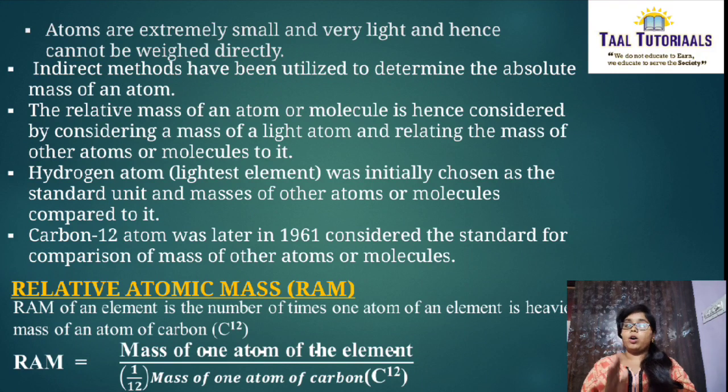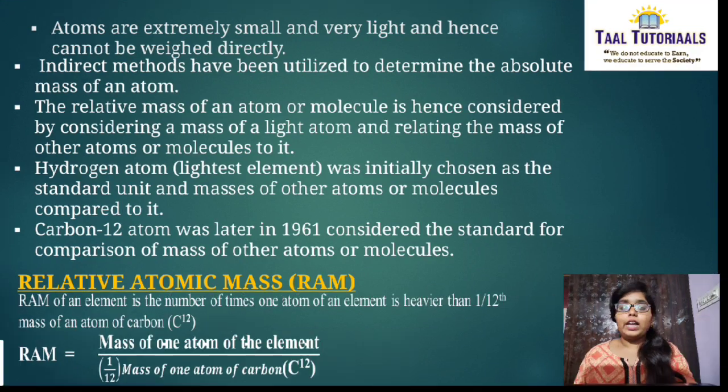See, in the starting stage, they took the hydrogen atom's weight and used hydrogen for comparing other atoms' weight. Okay, why? Because that was the lightest element. Then the carbon-12 atom was later, in 1961, considered the standard for comparison. So for whatever atomic mass you are finding out, you have to compare that with the carbon-12 atom. That is the standard for comparison of the mass of other atoms or molecules. Now it is the carbon-12 atom.